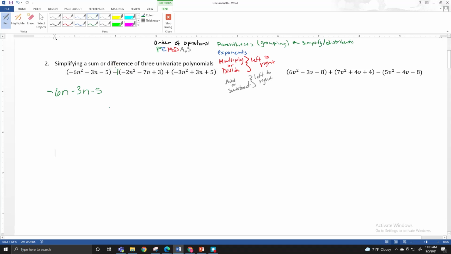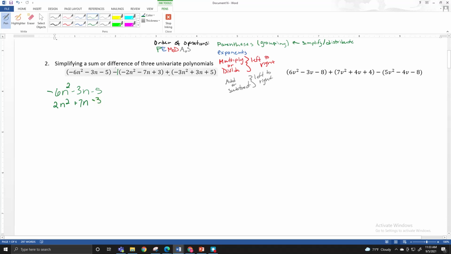I am going to do this a little vertically. I'm going to line up my like terms. So I have, this is going to be a positive 2n squared. So I'm going to put, oh, I forgot my squared here. So 2n squared. And it's going to be a positive 7n. And a -3, because I have to change all the signs.